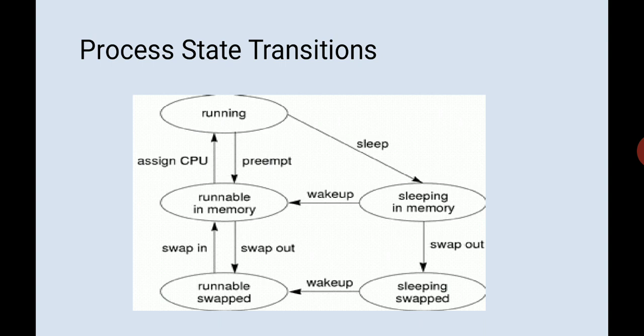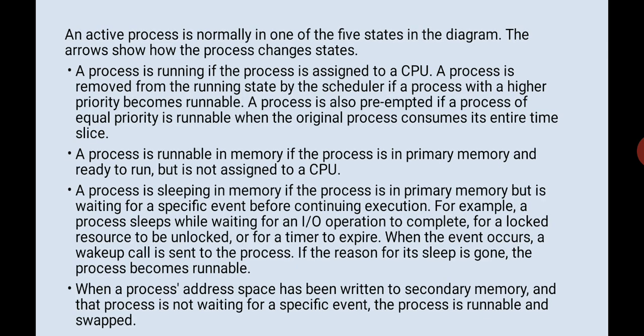So we'll see how this is being done. An active process is normally in one of the 5 states in the diagram. The arrows show how the process changes state, right? So a process is running if the process is assigned to a CPU. A process is removed from the running state by the scheduler if a process with higher priority becomes runnable.